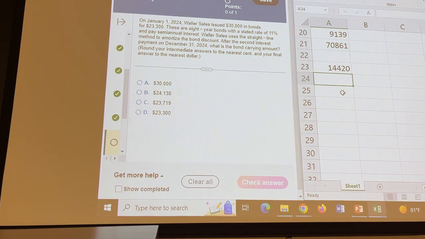Okay, the question here says, after the second interest payment, what is the bond carrying amount? So first of all, we better figure out what the discount is that we're amortizing. So $30,000 is the face value of the bonds, and then subtract from that the issue price of $23,300. So the total discount is $6,700.